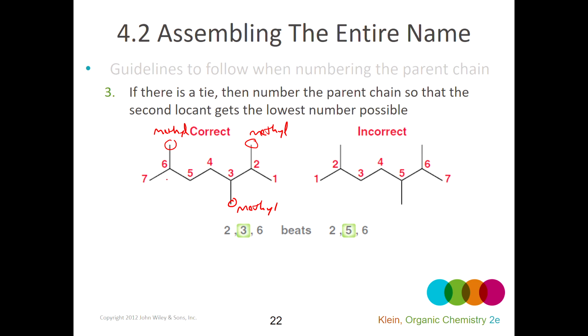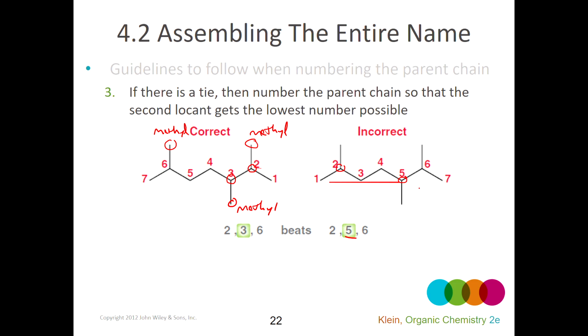So if I number from left to right, the first substituent I run into is on carbon 2. If I number from right to left, the first substituent I run into is also on carbon 2. So that's a tie. So then I have to look for whichever numbering system gives the second substituent the lowest number possible. If I number from left to right, my first substituent would be on carbon 2, but the next substituent I don't run into until carbon 5. The opposite situation, numbering from right to left, my first substituent's on carbon 2, but then the next substituent is right there on carbon 3. So that gives the second substituent a lower number than it would have if I numbered from the opposite side.